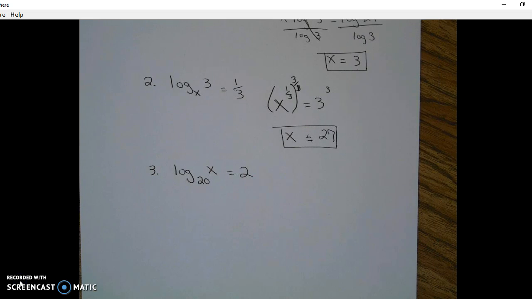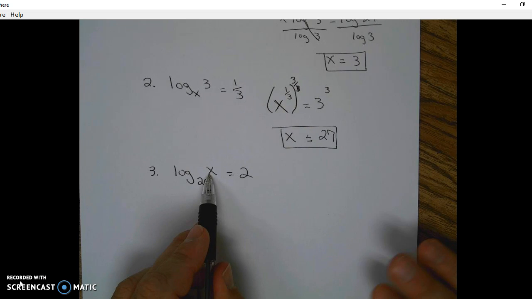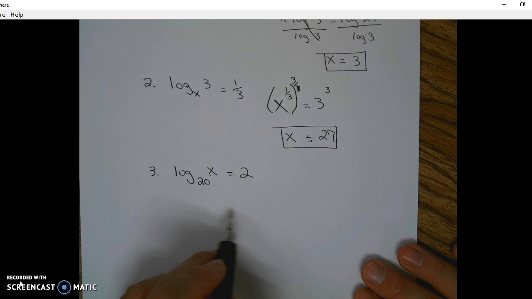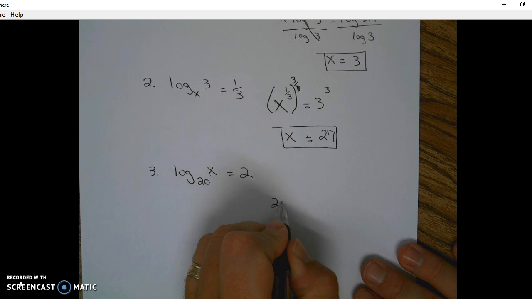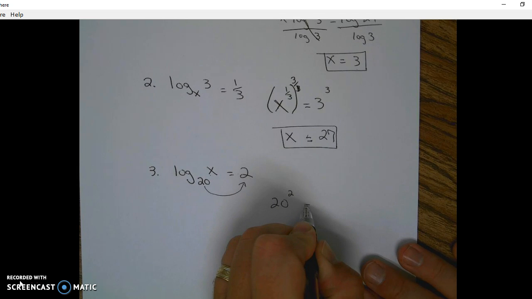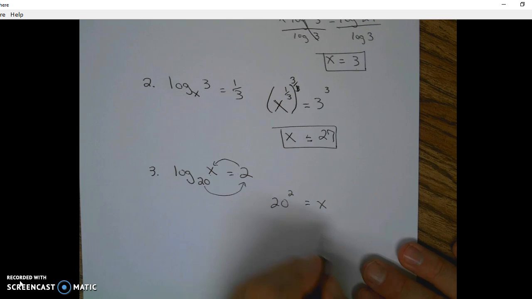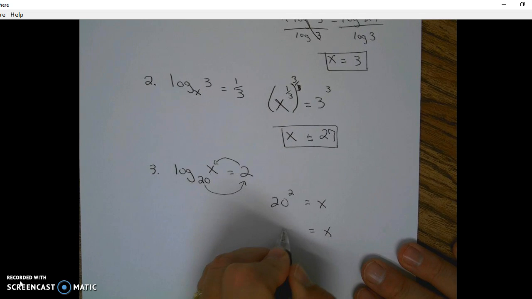Okay, let's look at another example. So this one we're trying to solve for the argument. So again, we change forms. We start off with the base, raise that to the exponent, and set that equal to the argument. So x equals 400.